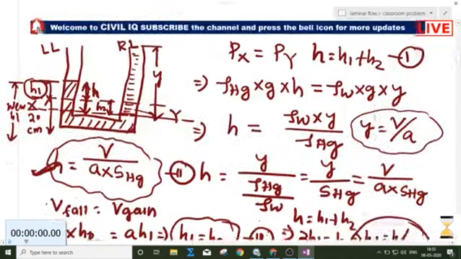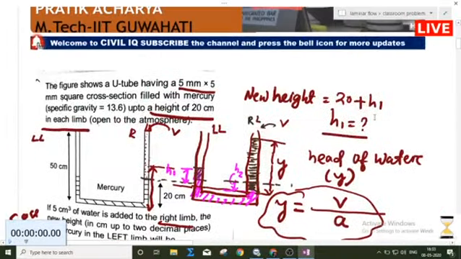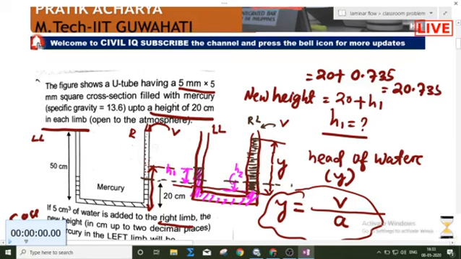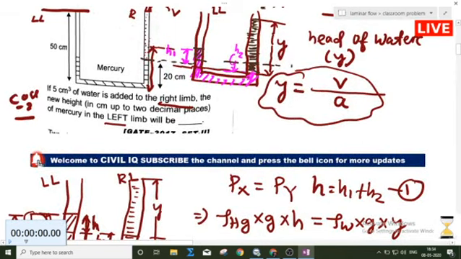So what is the new height? The new height will be equal to 20 plus 0.735, which is 20.735 centimeter. So this is my new height, 20.735 centimeter.